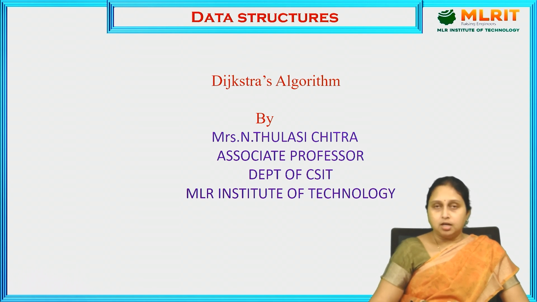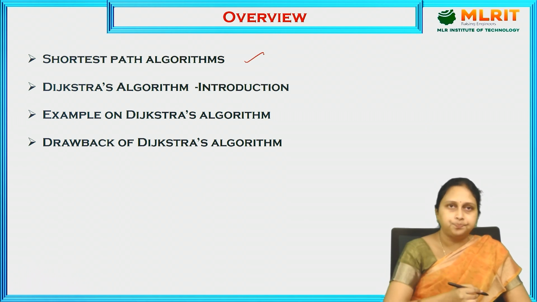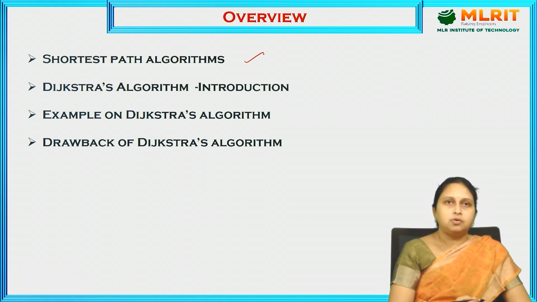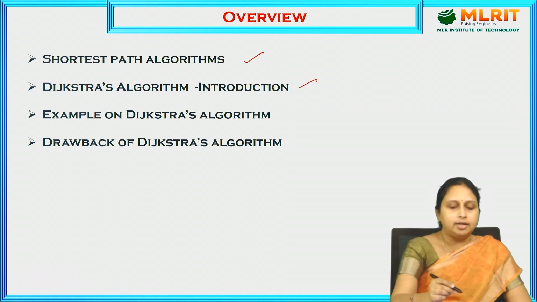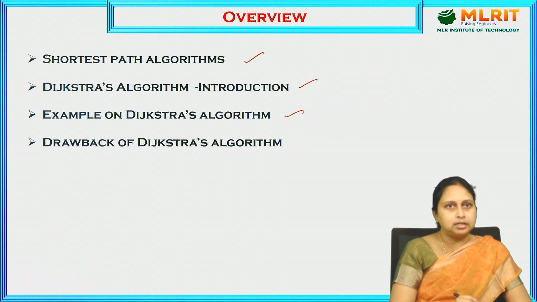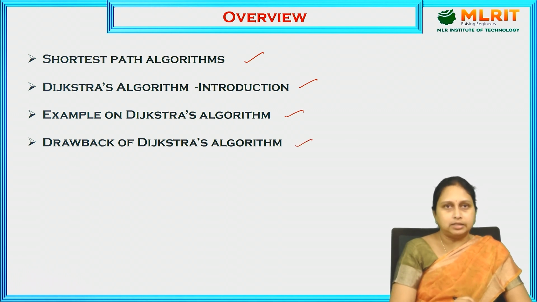In this session, we will be discussing what shortest path algorithms we have. Under that, we have some categories. In that, we are going to first discuss Dijkstra's algorithm, an example on Dijkstra's algorithm, and the drawbacks you are going to find with Dijkstra's algorithm.